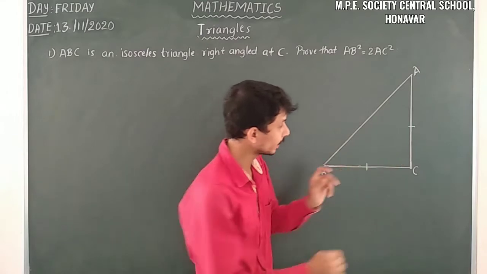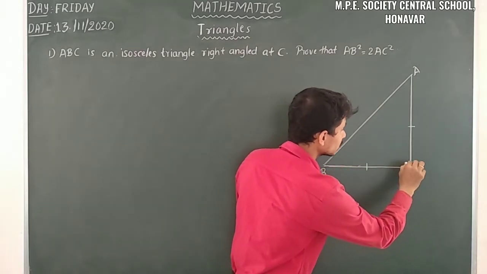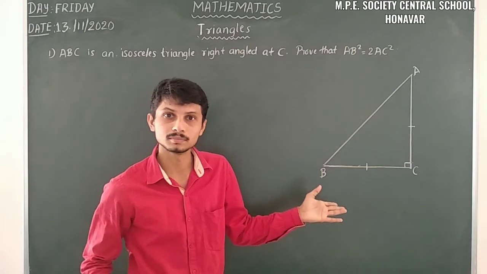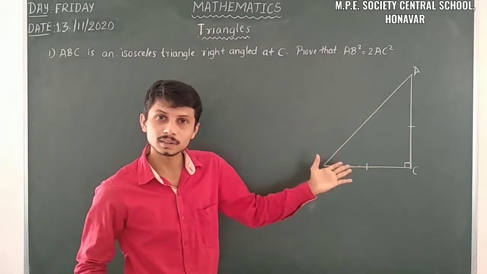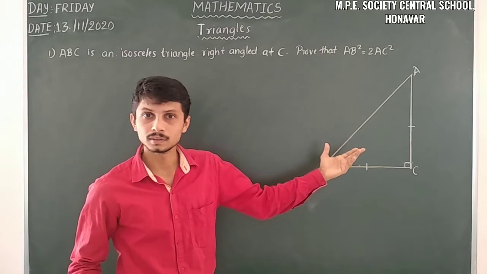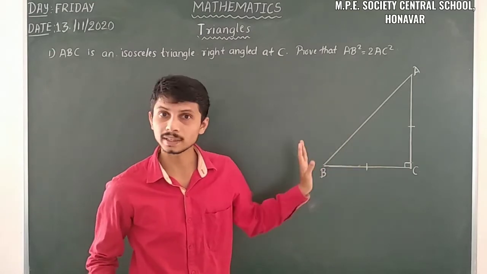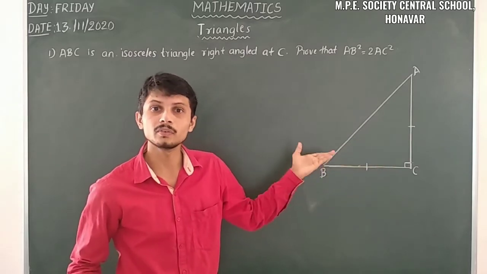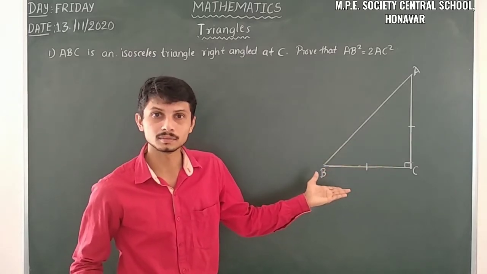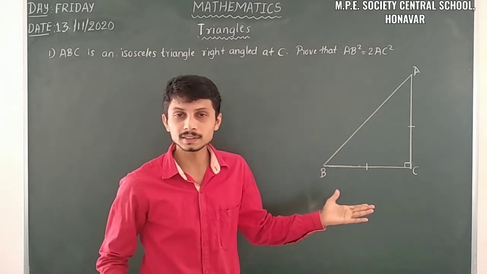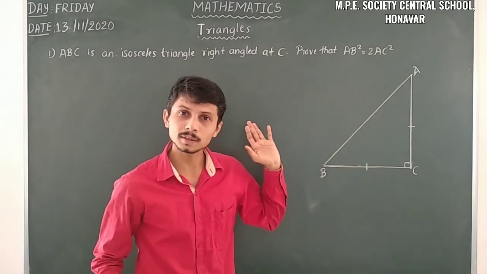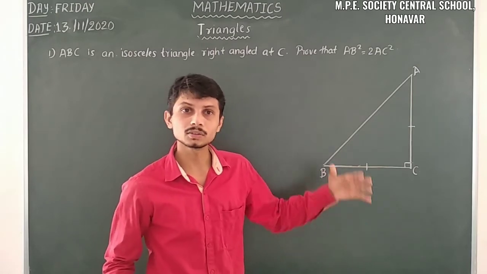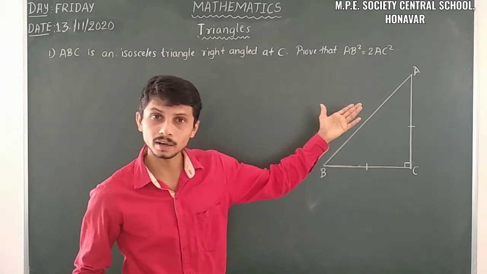Here it's a right angle at C, and this is an isosceles triangle, so AC and BC, those two are the same. The hypotenuse is always greater than the other two sides, but here the other two sides are equal. That's why we call it an isosceles triangle. It is very simple: apply the Pythagoras theorem and then take that equality. Then we get our required result.